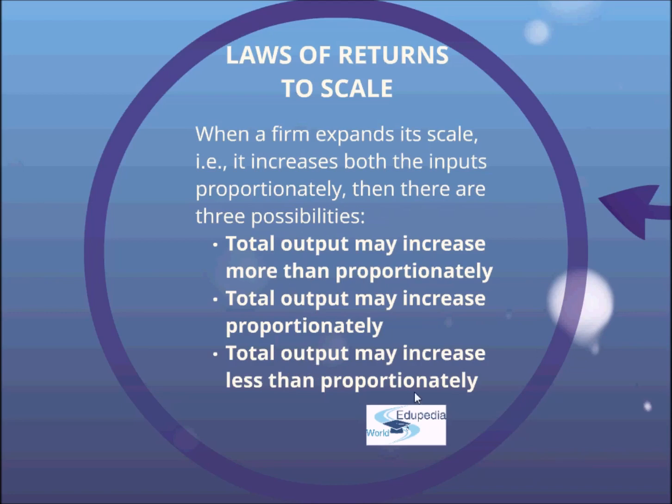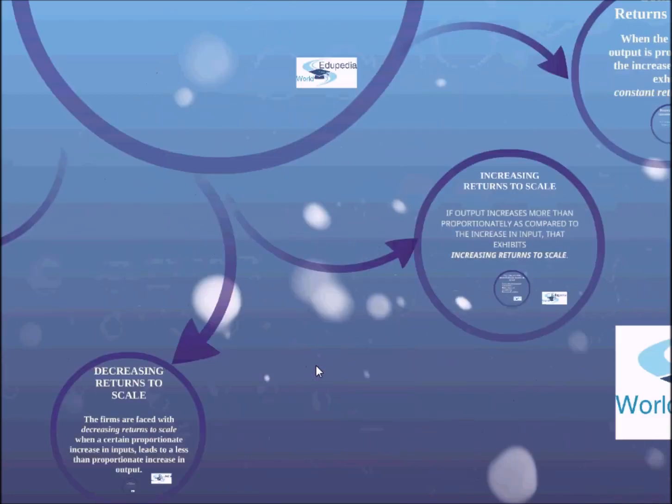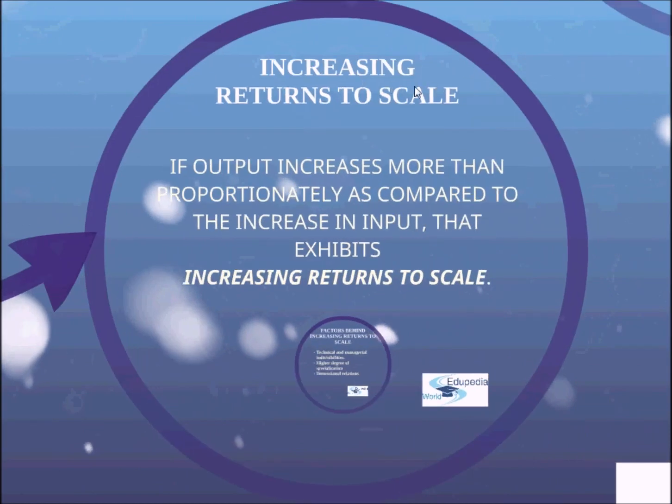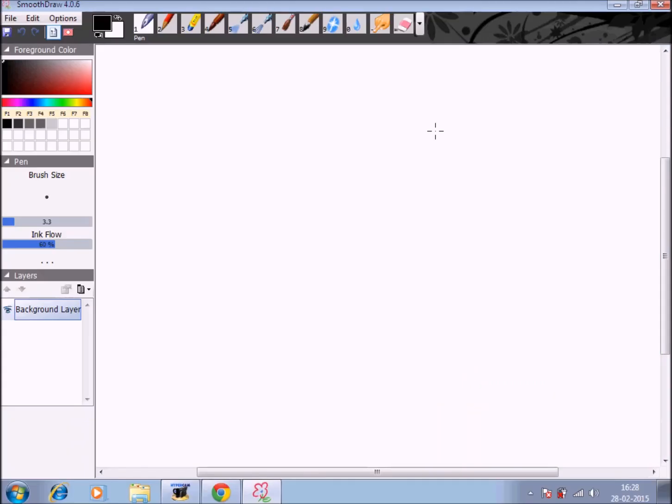Now, these three possibilities give us three conditions. The first being the law of increasing returns to scale. Under this law, the first condition is proved: if output increases more than proportionately as compared to the increase in input, that exhibits increasing returns to scale. Now, through a production function, we'll see the law of increasing returns to scale.